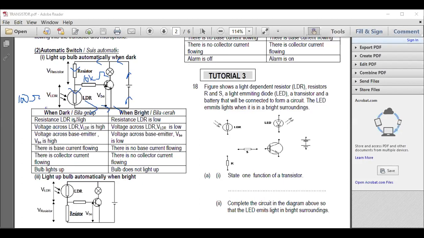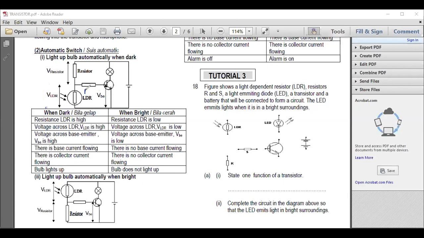Usually I use this point to explain. So what you need to do is something like this. Remember, when dark, the resistance of the LDR is high. So when this resistance is high, this voltage will be high. So the base voltage will be high. So there is base current and collector current.